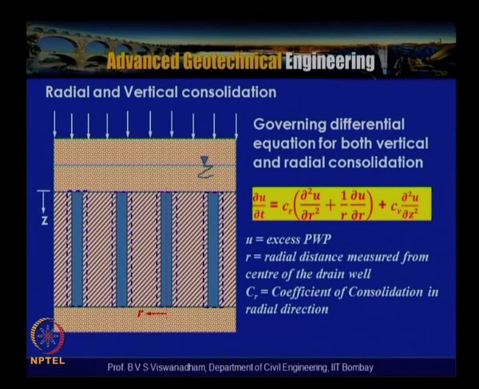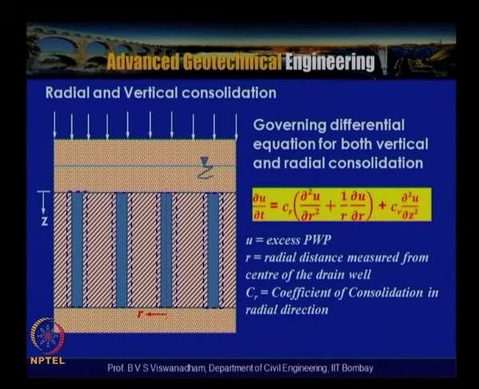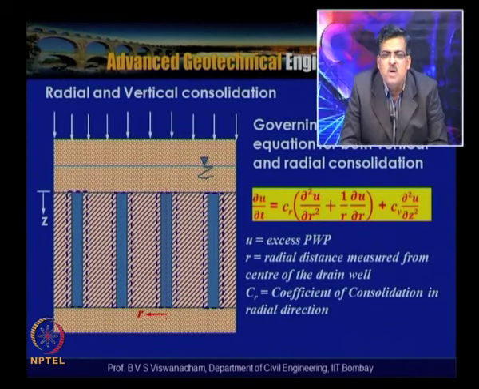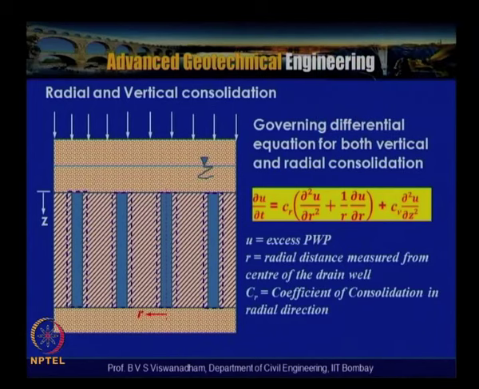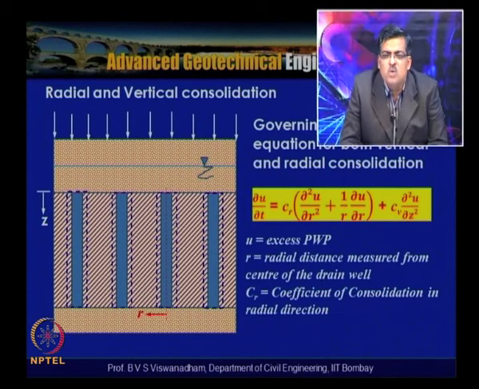We also need to think about what spacing and what layout we need to place them in, so that radial and vertical consolidation can occur efficiently. The governing differential equation for both vertical and radial consolidation is shown here. This is after Barron, where ∂u/∂t is equal to cr into (∂²u/∂r² plus 1/r ∂u/∂r) plus cv ∂²u/∂z².